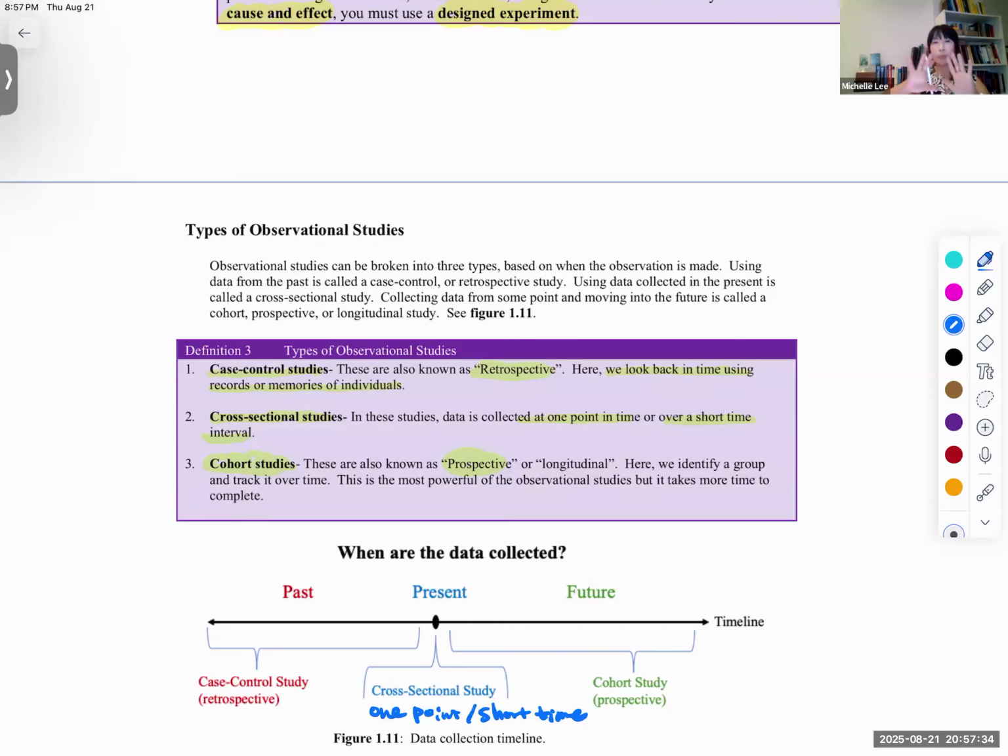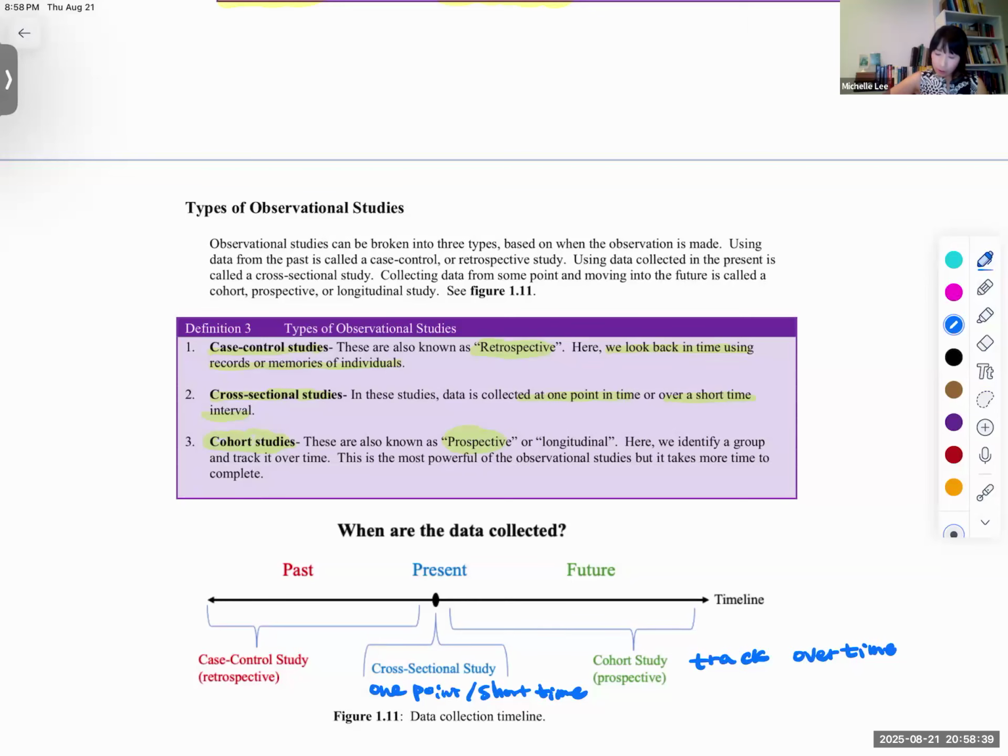Cohort study, track, right? Track over time. 10 years, 20 years, we track like EOPS program students, how they graduate. What's the graduate rate? What is the transfer rate? What is the getting job rate? Track over time. Okay. That's the future, right?